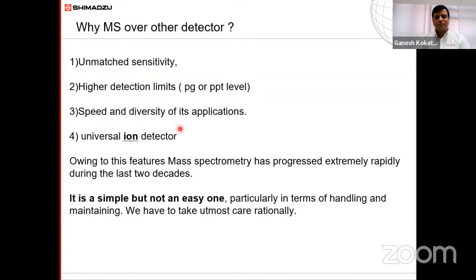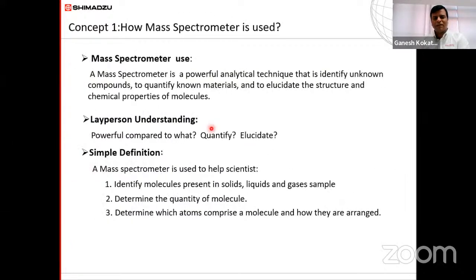Speed and diversification of the application. It's a high speed instrument. You may get the results within hardly 1 minute or maybe 3 minutes, so it is very fast, and it's a universal ion detector. It's simple, but not easy in terms of handling or maintaining. But if you know how to handle the instrument, it is a very useful instrument for structure elucidation. It will suffice almost 30% of your work. NMR also suffices 30% of your work, and you will get the identification extra.